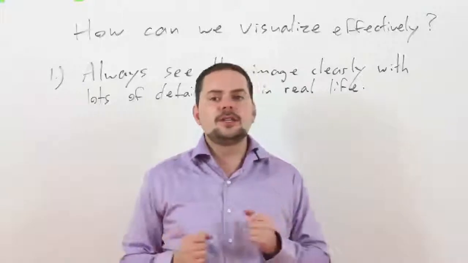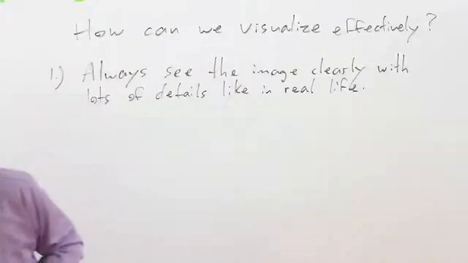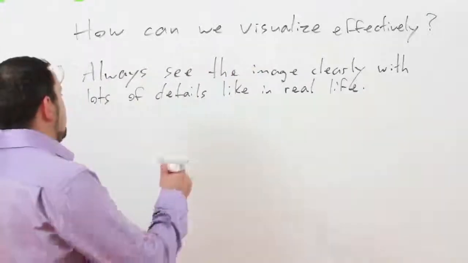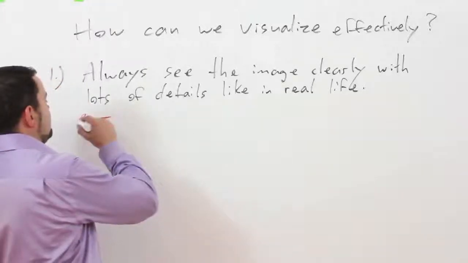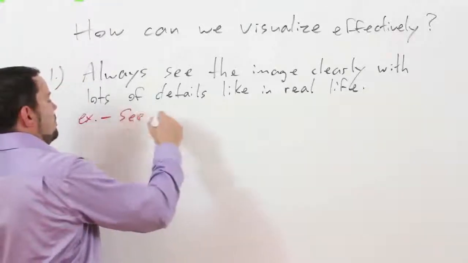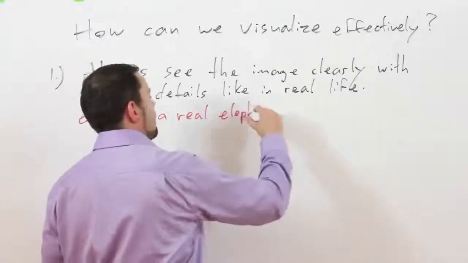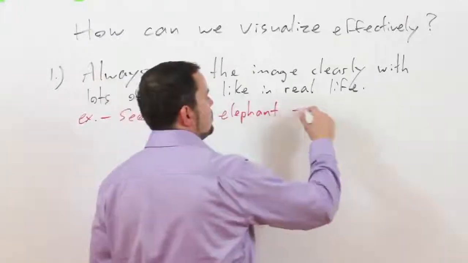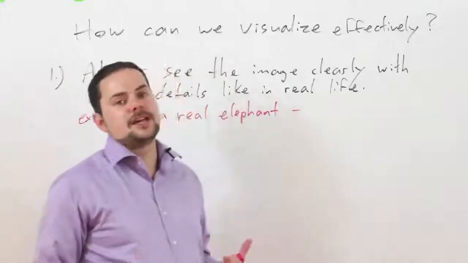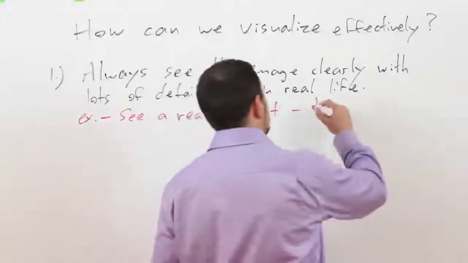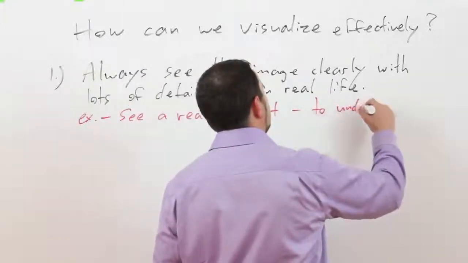So try to see a lot of details here, right? So again, the example here is, for example, see a real elephant. Why? Because this is going to help you to understand the information more clearly. So to understand.